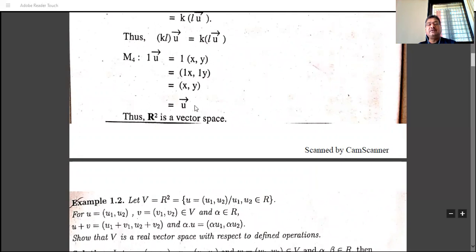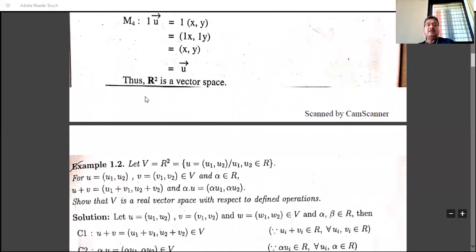So 1 u bar is u bar, and therefore all the 10 properties are satisfied by R2 and the two operations given, sum and scalar multiplication, and therefore R2 is a vector space under the given two operations.